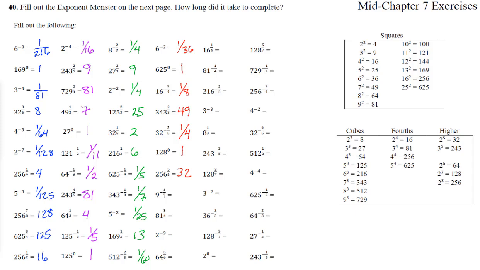9 to the negative 1/2. So this is 1 over the square root of 9, which is 3. 81 to the 3/4 power, so the 4th root of 81 is 3, to the 3rd power is 27. 2 to the negative 3 power, that's 1 over 2 to the 3 power, so that's 1 over 8. 64 to the 5/6 power, 6th root of 64 is 2, to the 5th power is 32.